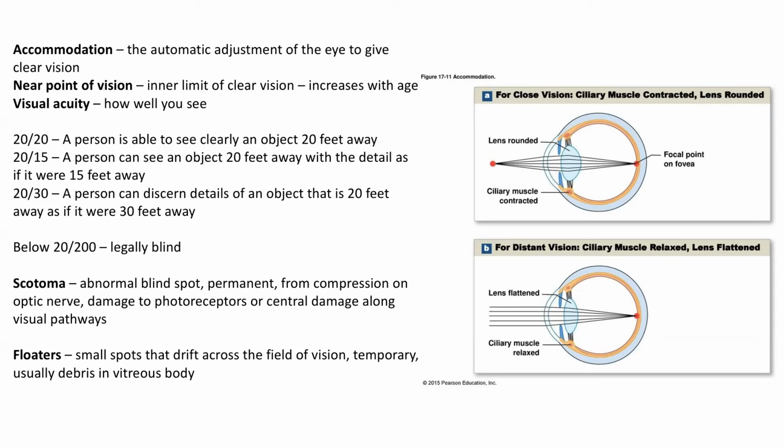Now, two other conditions here, scotoma and floater. A scotoma is an abnormal blind spot. This is a permanent abnormality, where the optic nerve or the visual pathways were damaged, and the signal is not getting through correctly. Then we have floaters. Floaters are small spots that drift across the eye. These are usually temporary. It's debris in the vitreous body, so usually those will be resorbed and go away.